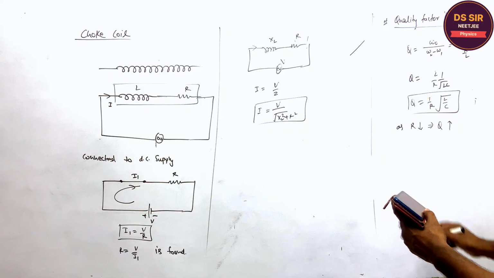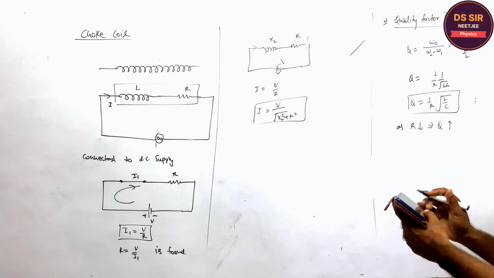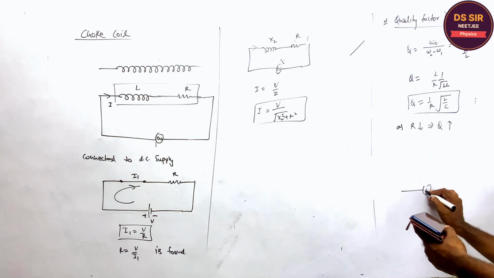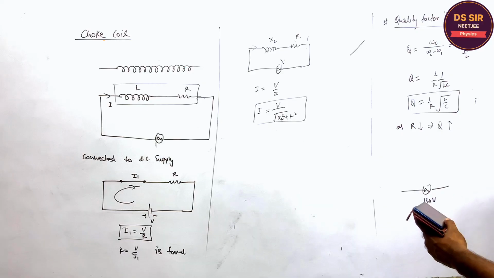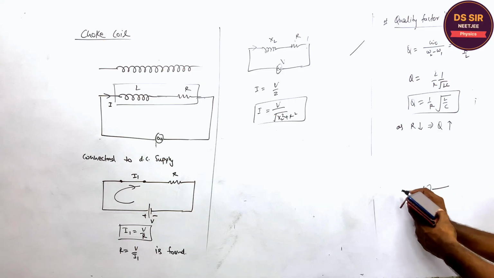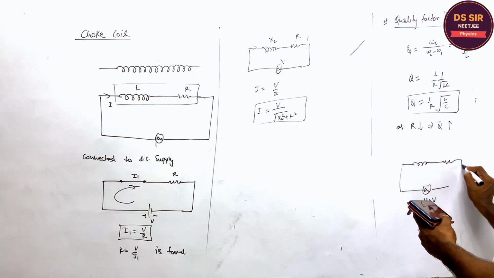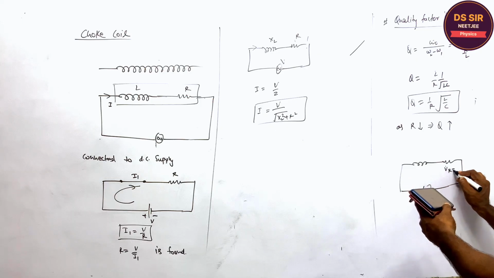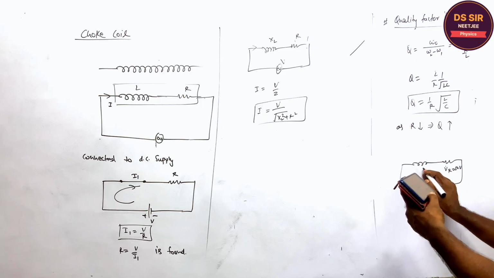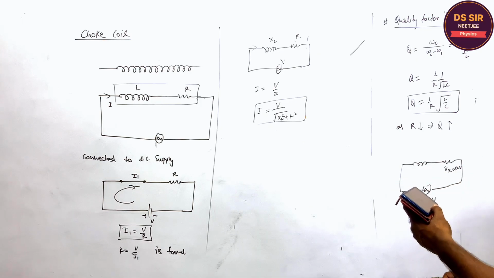What should be the potential? No, it is simple then. An AC voltage source of 130 volt is applied to the circuit. The potential difference across the resistance is, say, 50 volt. What is the potential difference across the choke coil?